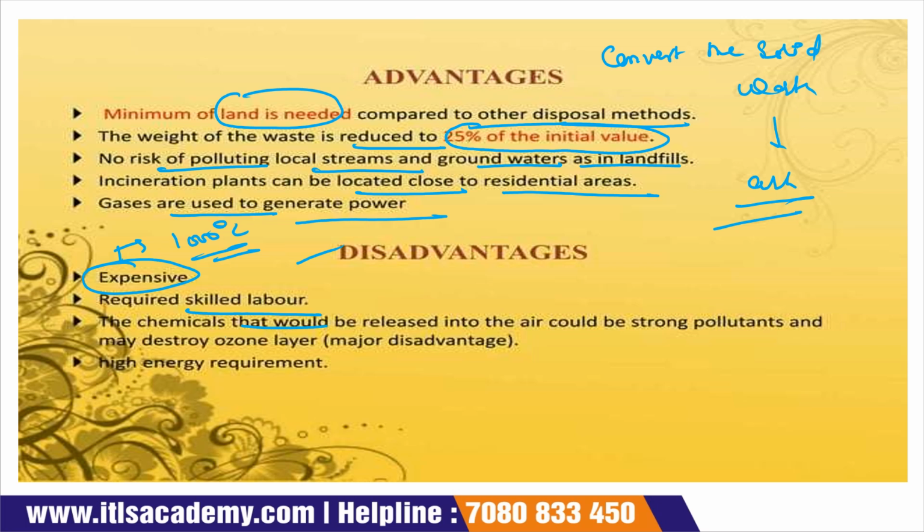The chemicals that would be released into the air could be a strong pollutant and can destroy the ozone layer. This is a major disadvantage: the gases which are produced during this are a strong pollutant and can destroy the ozone layer, and there is also high energy requirement.